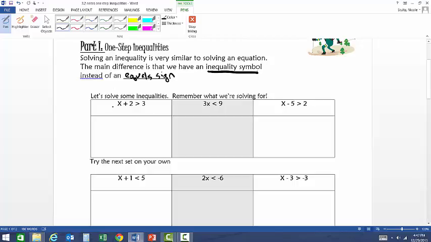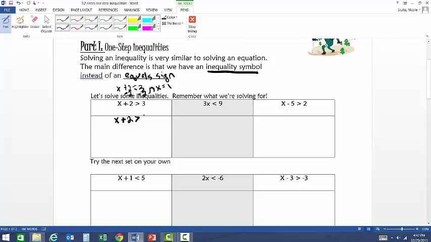So if we look at this first problem, x plus 2 is greater than 3. Imagine if it said x plus 2 equals 3. Well, we learned from solving equations that we'd have to undo adding 2 by subtracting it. And my answer would be x equals 1. Well, it's the same thing here.